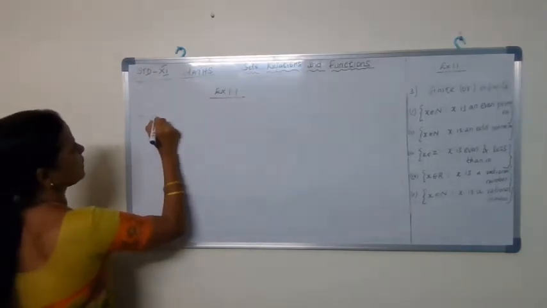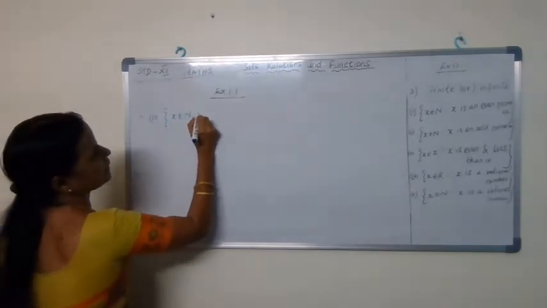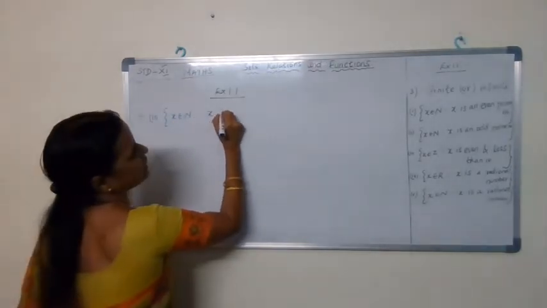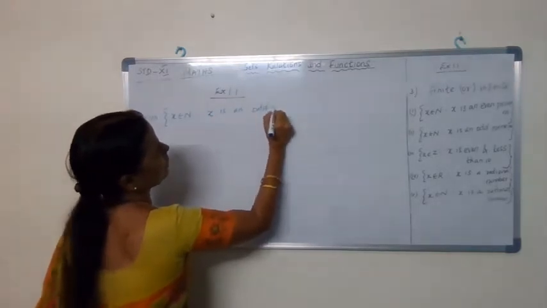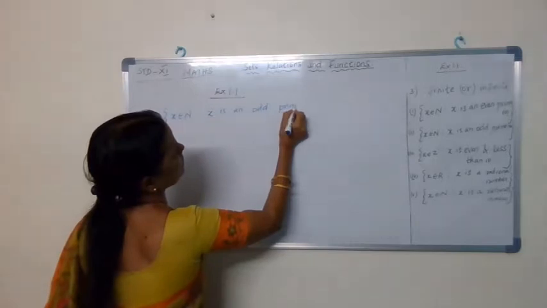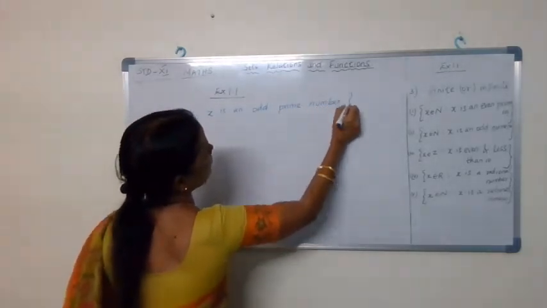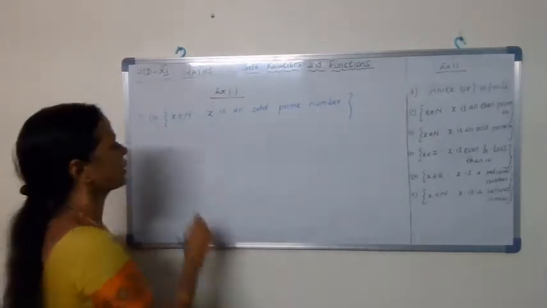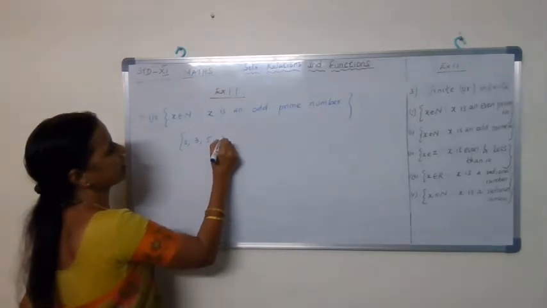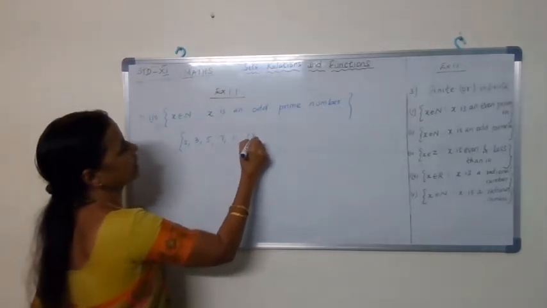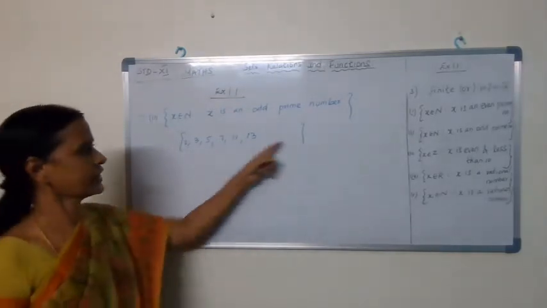Second division: X is a natural number such that X is an odd prime number. Just now we have seen what prime numbers are. Prime numbers means 2, 3, 5, 7, 11, 13, etc. It goes on. You have an infinite set.